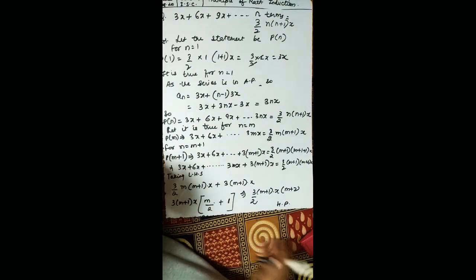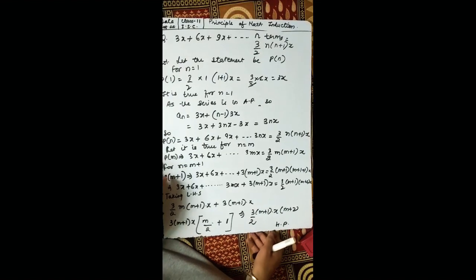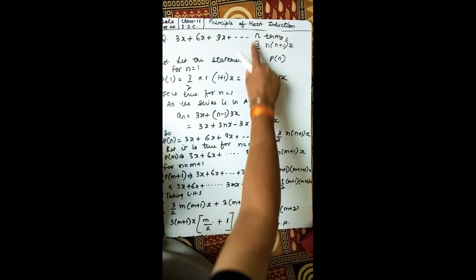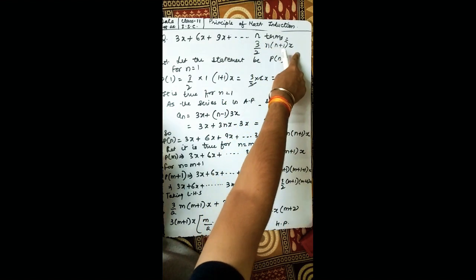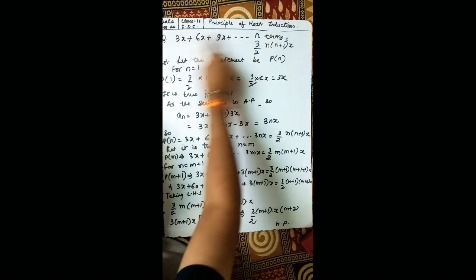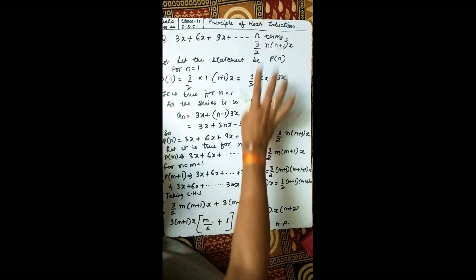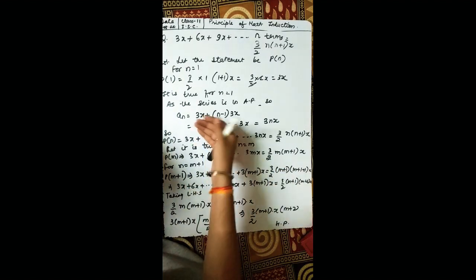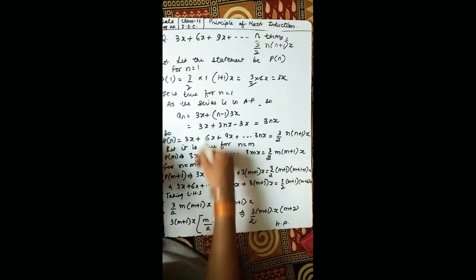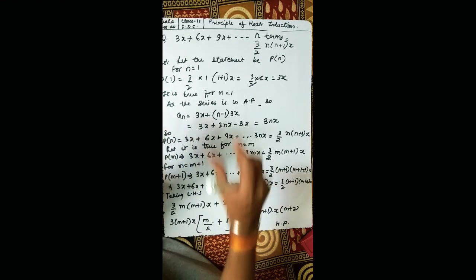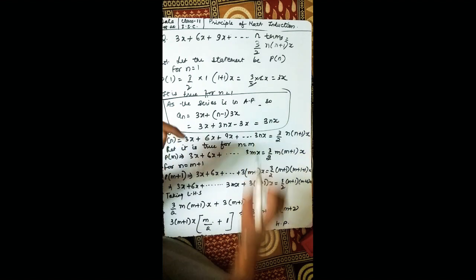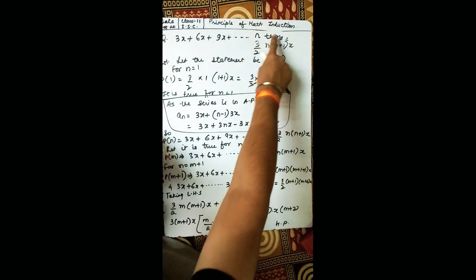Okay, let us consider this question. It says 3x plus 6x plus 9x and so on up to n terms is equal to 3 upon 2 n into n plus 1 times x. Whenever you get this question where it is going up to n terms and you don't have the nth term, you need to find it. I have found it in the further steps, so this should be in the front.